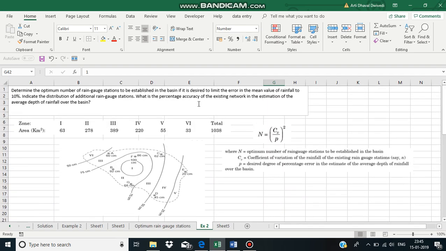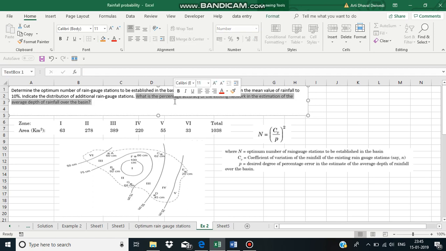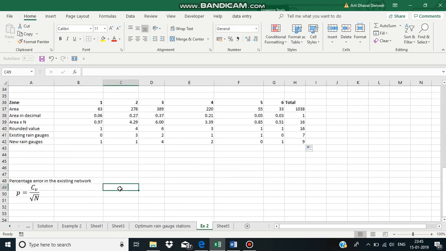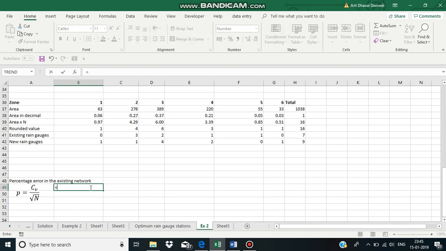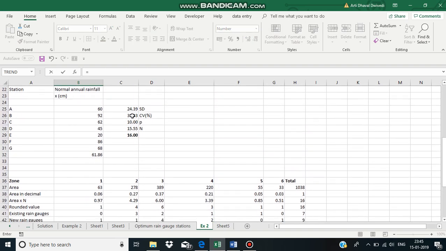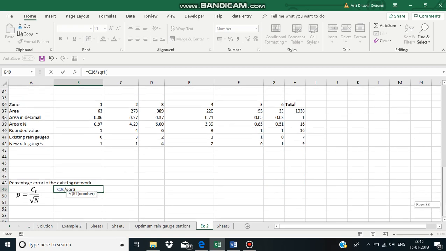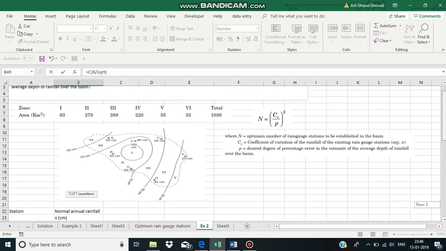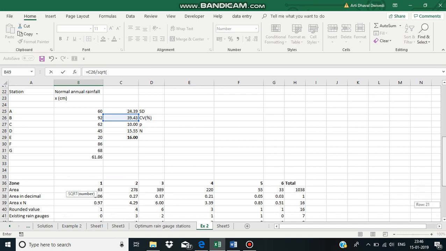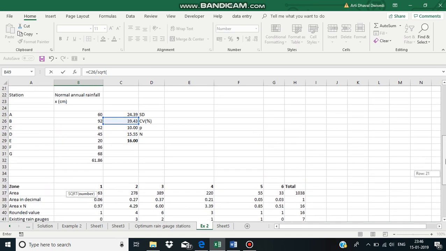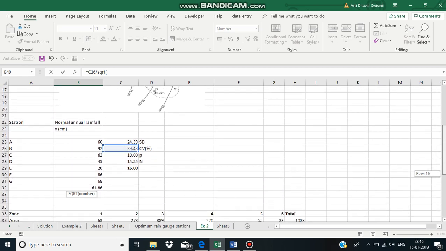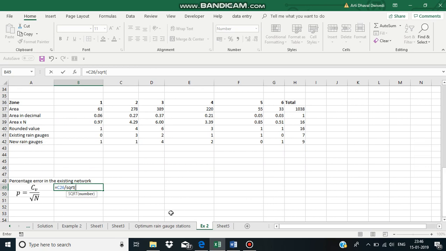So now what is the percentage accuracy of the existing network in the estimation of average depth of rainfall over the basin? The percentage accuracy, percentage error. Let us find out the percentage error first. This is the formula. P is equal to CV by root N. So we already know CV. It is this value, 39.43, divided by square root of N. N is the number of rain gauge stations, not the optimum one. The rain gauge stations before the new rain gauge stations were decided. So in this basin there are A, B, C, D, E, F, G, 7 rain gauge stations. So I just divide this with square root of 7.